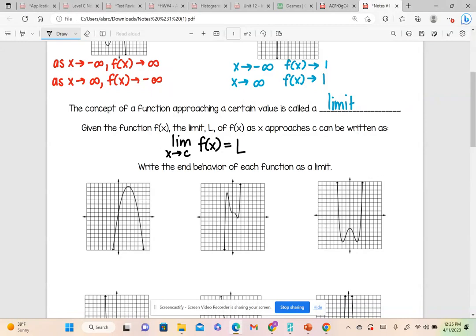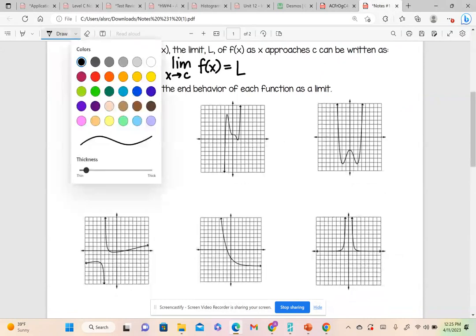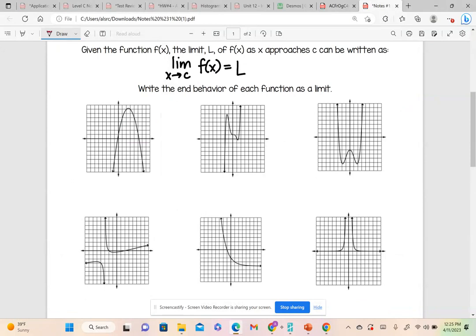So the first thing we want to do here is write end behavior as a limit. Let's talk about end behavior first. What's happening here is x approaches negative infinity. What's f of x doing? It's going to negative infinity, but we're going to write it in terms of a limit. So we're going to say my limit as x approaches negative infinity of f of x equals what? What is my function doing? It's going down, right? It's going towards negative infinity.